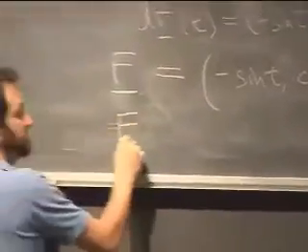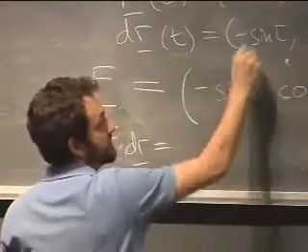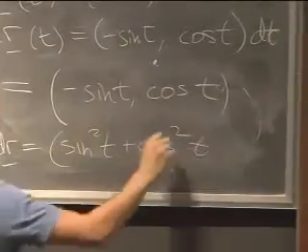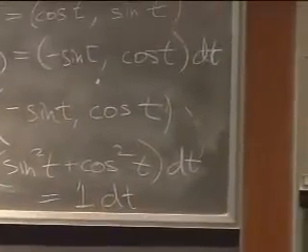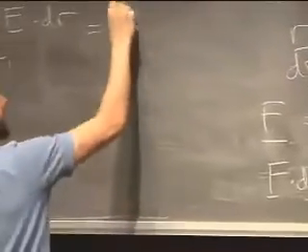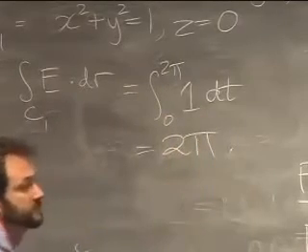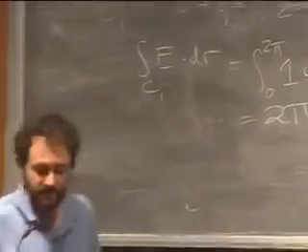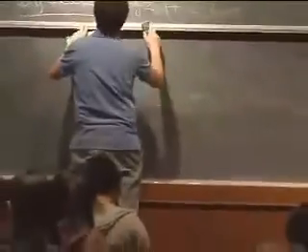So f dot dr is just this dot this. So it's sine squared t plus cosine squared t dt, which is just 1 dt. So this integral is just the integral from 0 to 2 pi of 1 dt, which is 2 pi. All right, that's nothing to do with conservative vector fields, that's just a computation. Any questions about that computation? Of course, the real meat is in the next part of the problem.